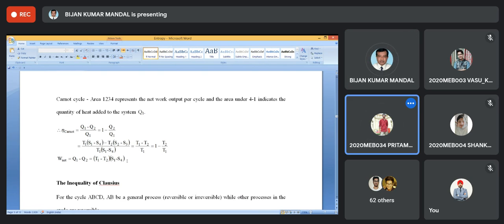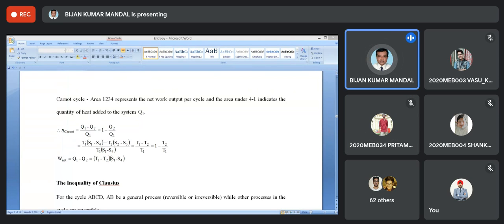Sir, in adiabatic process, ds will be always 0 or it has some value? I mean, you are asking whether entropy change will be 0 or not in an adiabatic process. Yes. That is your question, most likely. Yes, sir. What is your answer? Sir, I don't know. That's why I'm asking.